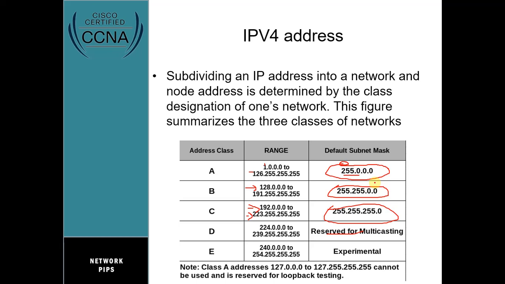Some of you might be asking in your mind why this guy skipped 127. You can see 127 is reserved. It cannot be assigned to any host or any device. Any address starting with 127 is reserved. It's a loopback address used for testing and troubleshooting.